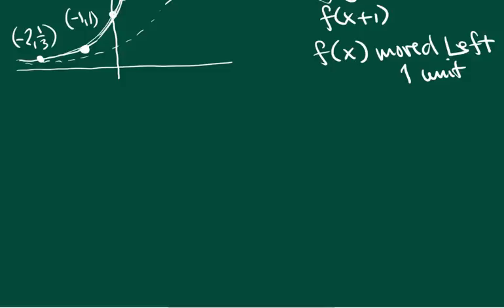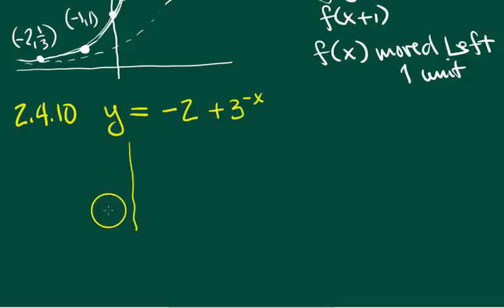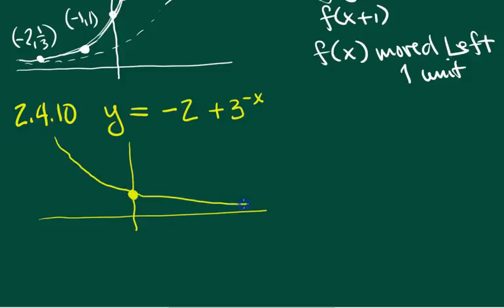One more problem, because I like these so much. This one is problem 2.4.10. Y is equal to -2 plus 3 to the negative x. I'm going to skip step 0 here and draw 3 to the negative x. All of these have the same basic shape. I have a base greater than 1, and my exponent is negative x.